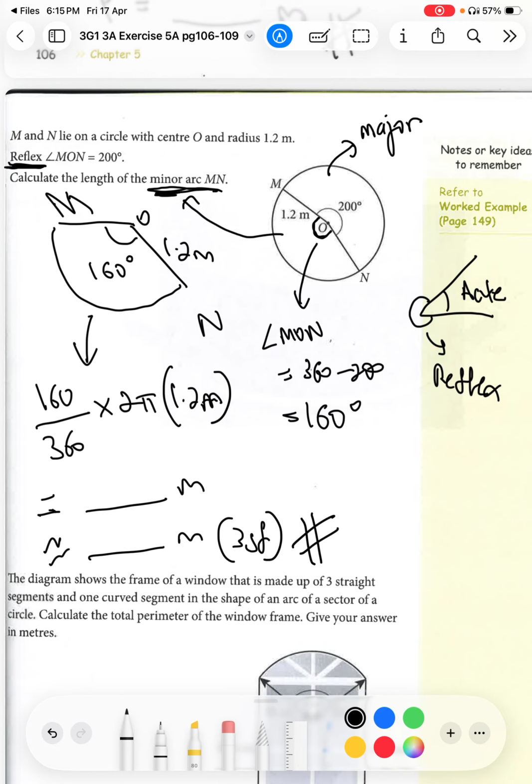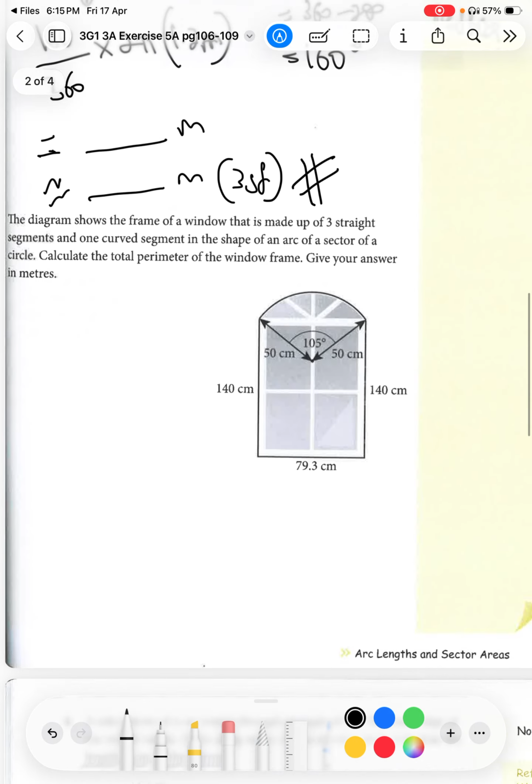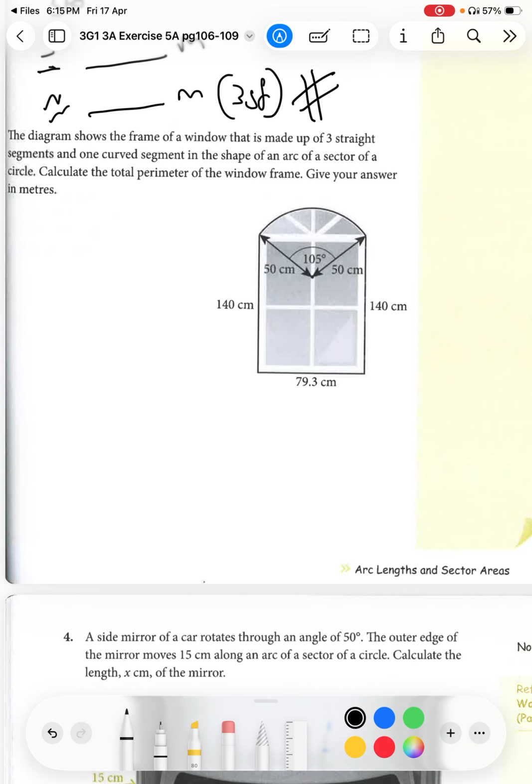Okay, for this, the next one. The diagram shows the frame of a window that's made up of three straight segments and a curved segment in the shape of a sector. Find the total perimeter of the window frame. Give the answer in meters. They want the total perimeter of the window frame, which is this side, I have the value 1.4. This side, I have the value 79.2. This side, I have the value 140.